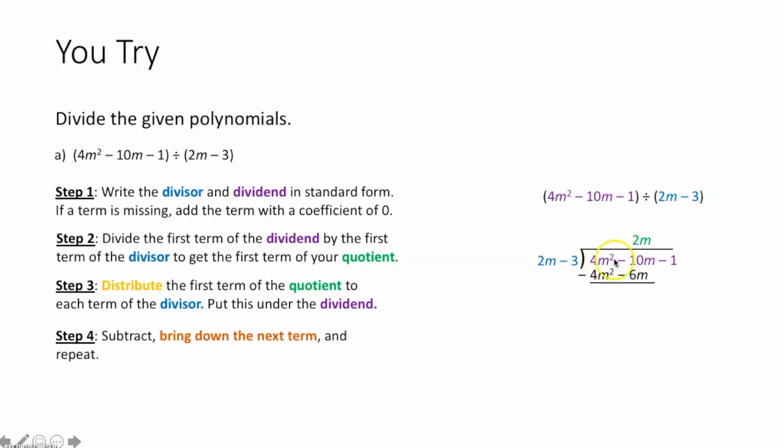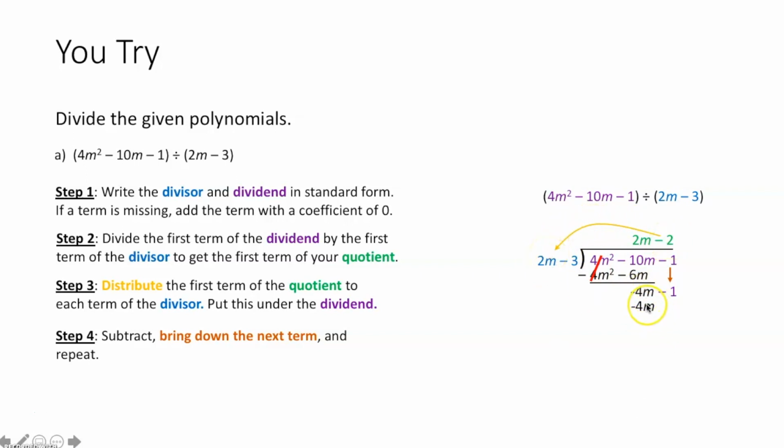So what is 4m squared minus 4m squared? Those cancel each other out. Negative 10m minus negative 6m. So minus negative 6m, same as plus positive 6m. So negative 4m. We then take that negative 1, drop it down, and repeat our process. What's negative 4m divided by 2m? Well, that's going to be negative 2. So we put that here. We then take that negative 2 and distribute it to each term of the divisor. Negative 2 times 2m is negative 4m.